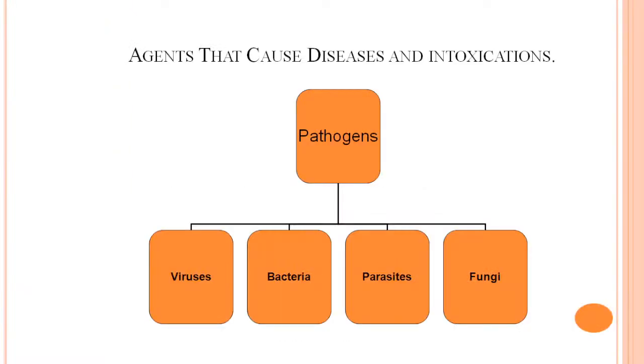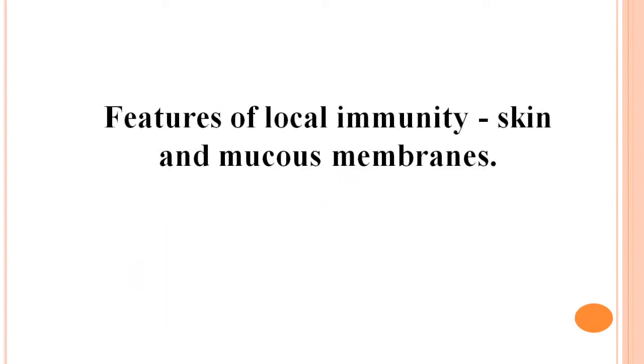Let's start. First, I want to remind you that all pathogens that cause infections are classified into viruses, bacteria, parasites, and fungi. And they all cause infections or invasion, like parasites. Before we start with features of antibacterial or antifungal immunity, we should discuss local immunity.